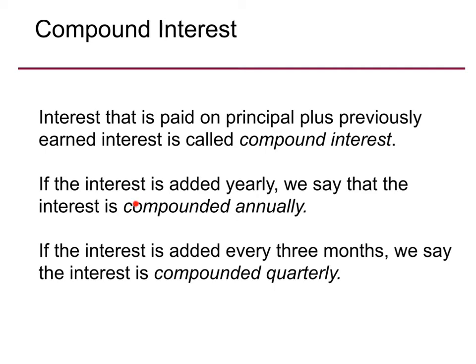If the interest is added yearly, we say that interest is compounded annually. So that's just when they add on the interest, the bank or whoever is adding the interest on. Or if they do it every 3 months, that is 4 times per year, we say the interest is compounded quarterly, or we could compound interest monthly, and that would be 12 times per year.